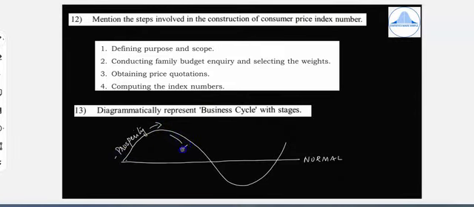The next step is recession. Then the dip here, that is called depression. And then you have recovery. It's beneficial if you draw the direction. So these are the 4 phases of the business cycle.